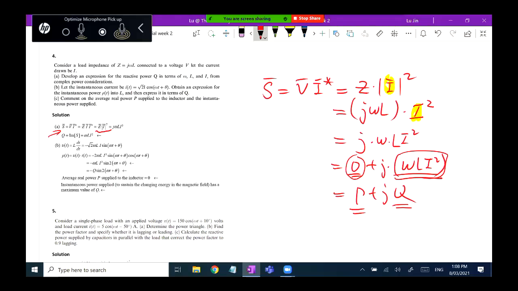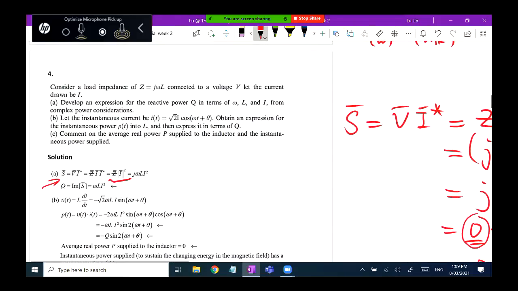So, is it readable? Okay, part B is saying, let the instantaneous current be i(t) equals square root 2 I cosine(omega t plus theta). Up to now, regarding this instantaneous current i(t), its amplitude is square root 2 times I. So we should be able to understand the root mean square current for this case is just I.